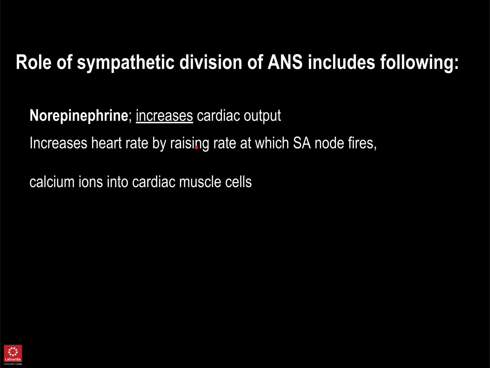So the role of the sympathetic division of the autonomic nervous system includes norepinephrine, which increases cardiac output. It increases the heart rate by raising the rate at which the SA node fires up to 180 to 200 or more times per minute. And this increases the entry of calcium ions into the cardiac muscle cells, which of course cause the whole cross-bridging that we've already talked about. And a higher calcium ion concentration increases contractility of the cardiac muscle cells, which in turn raises stroke volume, and together these two effects can dramatically increase heart rate.